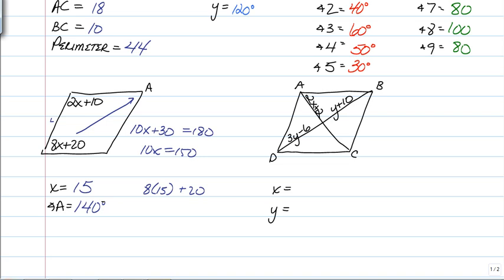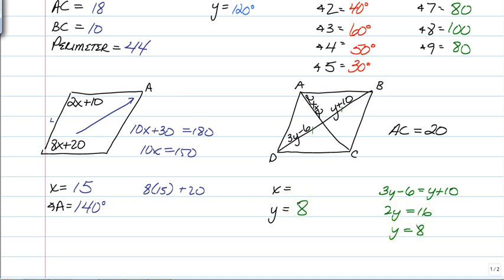Last question. We are going to find x and y. We are actually only going to find y at this moment because we are missing some information. I forgot to tell you that AC is equal to 20. That should help. So, to find y, we know that diagonals bisect each other. So we're just going to set 3y minus 6 equal to y plus 10. So that's going to give us 2y is equal to 16, so y is equal to 8.